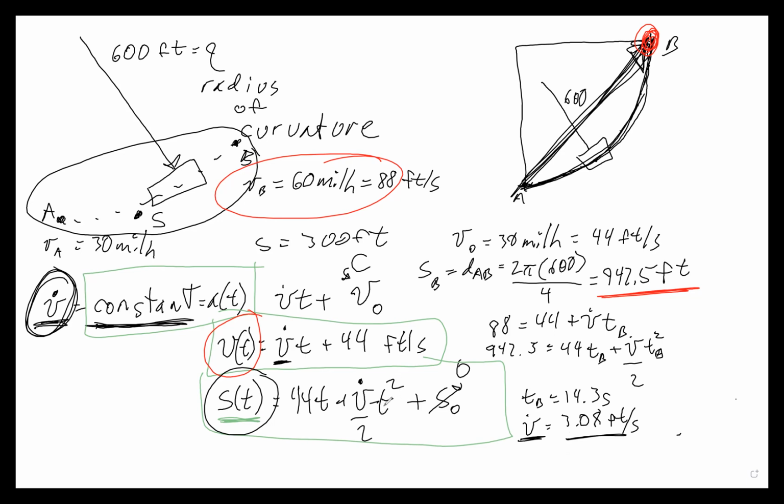But hold on a second, this doesn't make sense because the question is asking us to determine the car's acceleration, and isn't v dot the acceleration? So isn't that the answer? v dot is the derivative of velocity, and that is the acceleration. So therefore, 3.08 is the answer to the question, right? Well, it's the answer to the car's tangential acceleration.